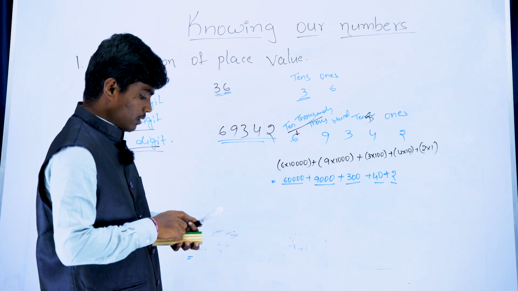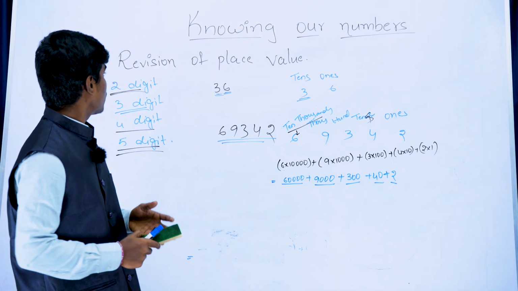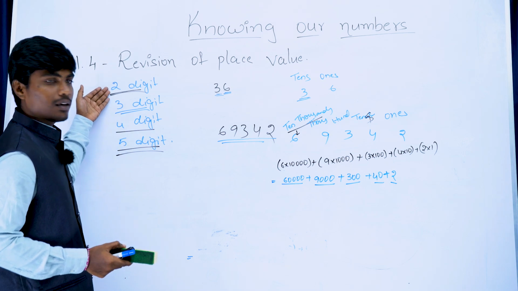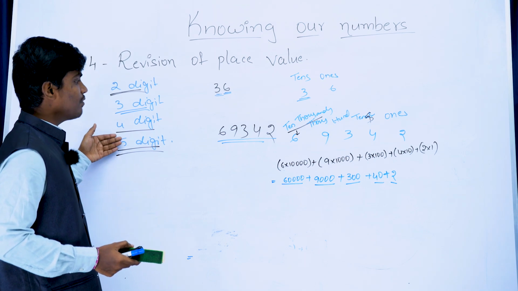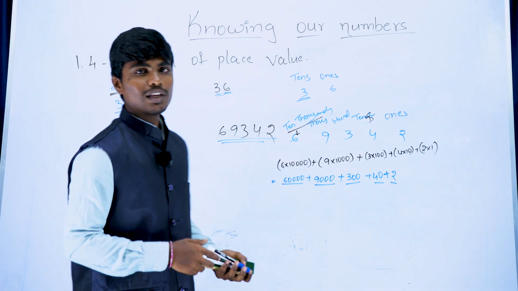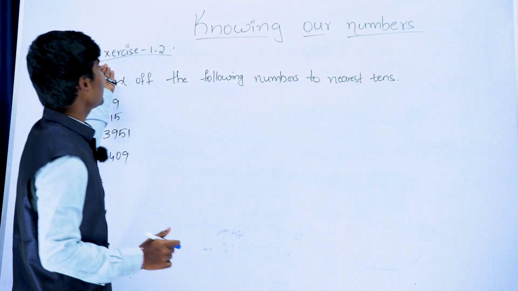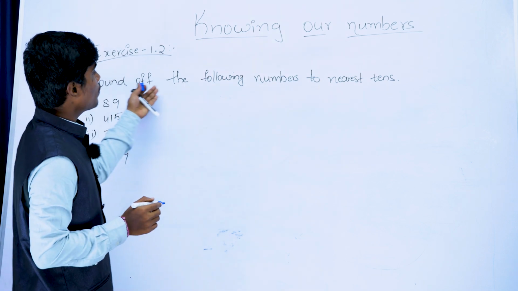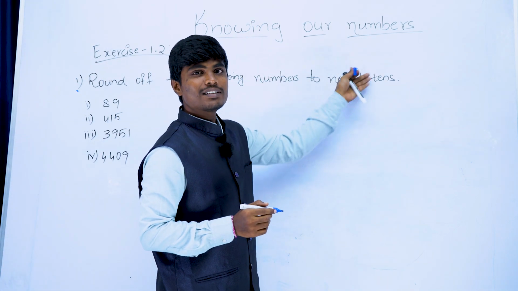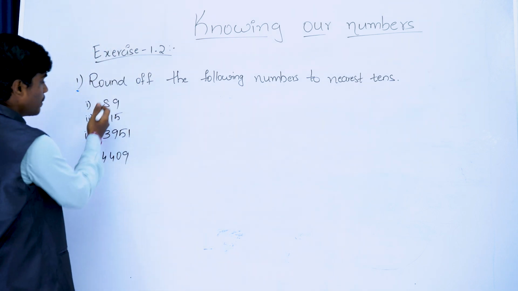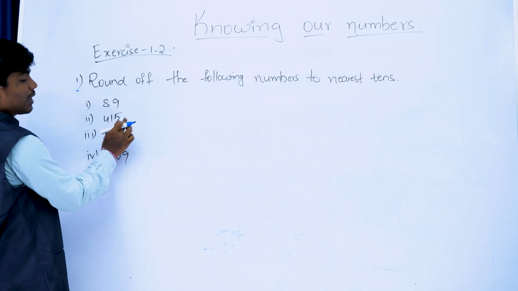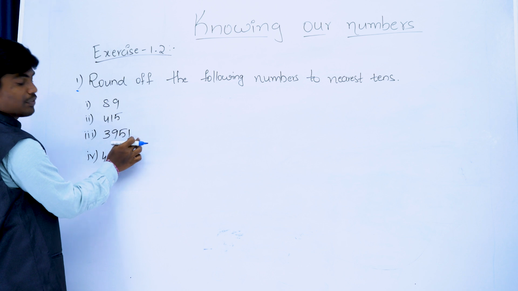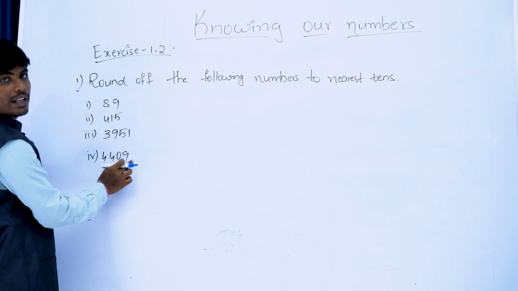Now you know how to expand 2-digit, 3-digit, 4-digit and 5-digit numbers. Now let's move to the exercise. Let's move to exercise 1.2. First problem: round off the following numbers to the nearest tens. Here he gave some numbers: 89, 415, 3951, 4409.